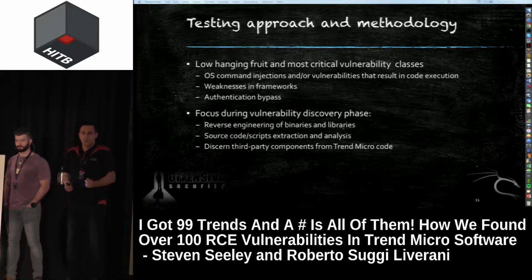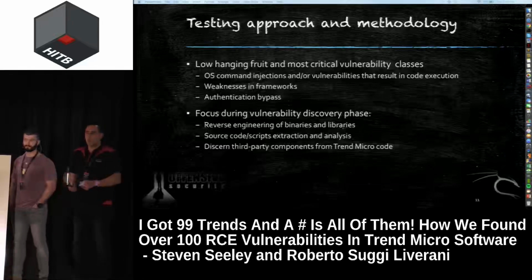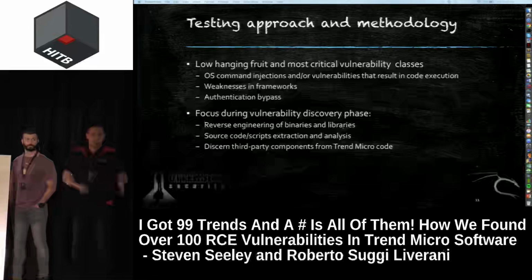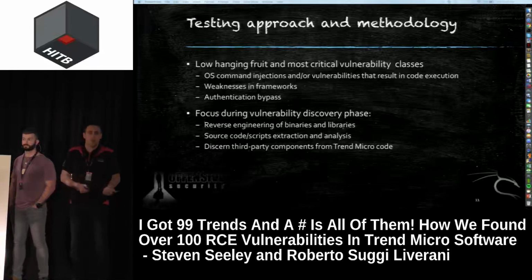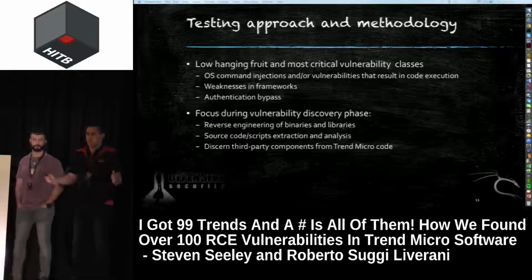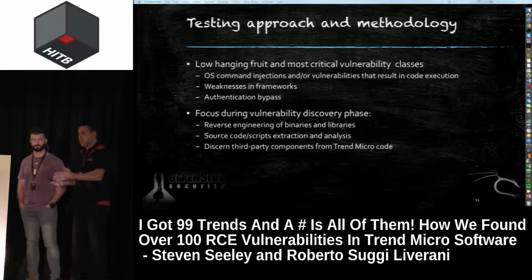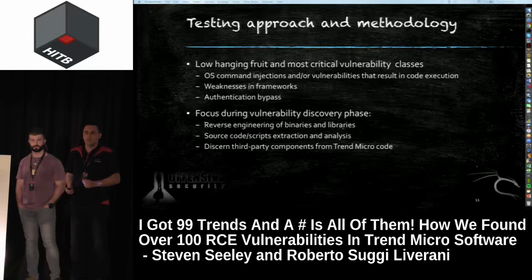Having a remote code execution that you can only trigger after authentication is not as critical as having it with an authentication bypass. So the vulnerability classes that you're going to see during the rest of the presentation are mostly command injection or vulnerabilities that result in code execution, and authentication bypasses. This is what we took. We didn't go for a full methodical approach to testing software. We went for low-hanging fruit and concentrated our effort on these vulnerability classes.